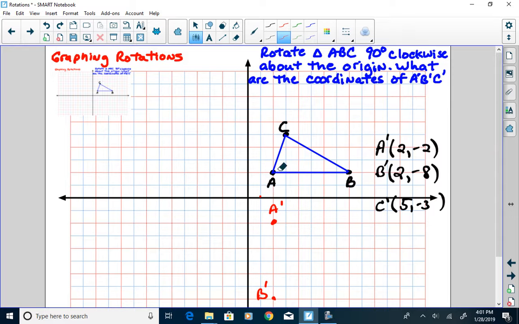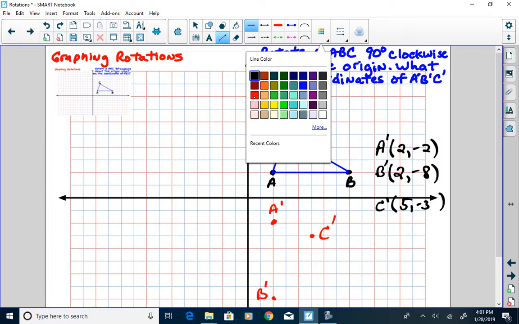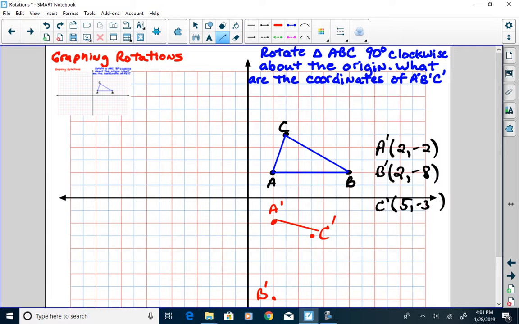C prime is located at 5 and negative 3: over 5, down 3. There's our C prime. We get a collection of points. We'll use red and connect them: we're going to go here, here, and here. So there's our image of triangle ABC after a 90 degree clockwise rotation.